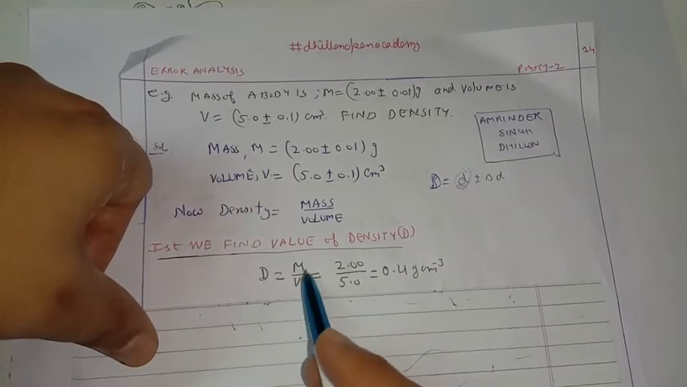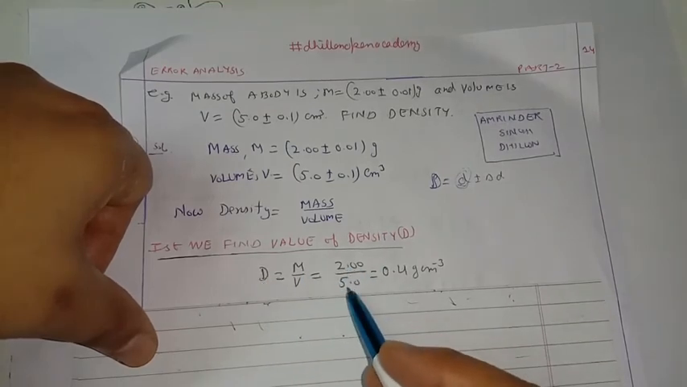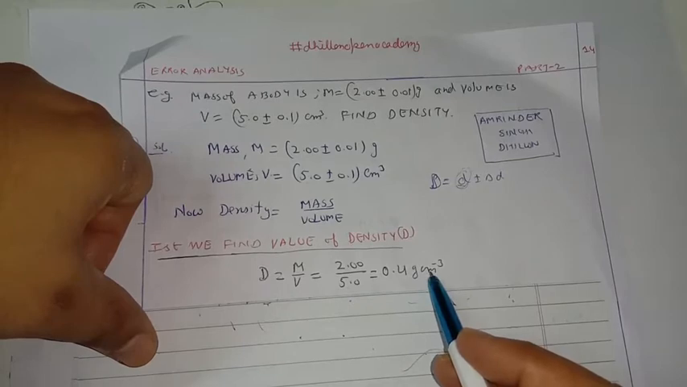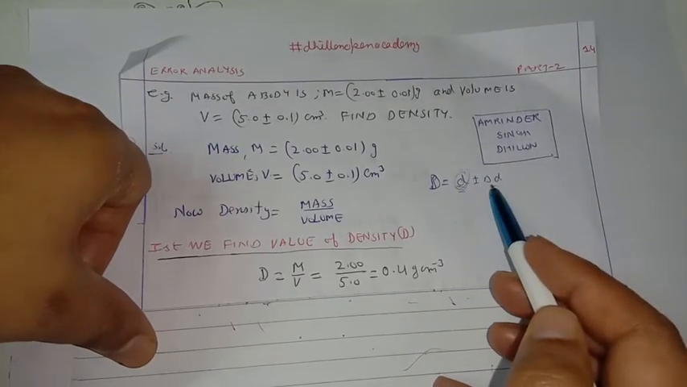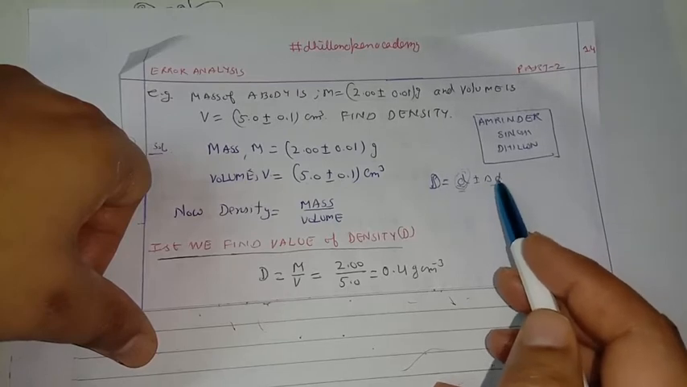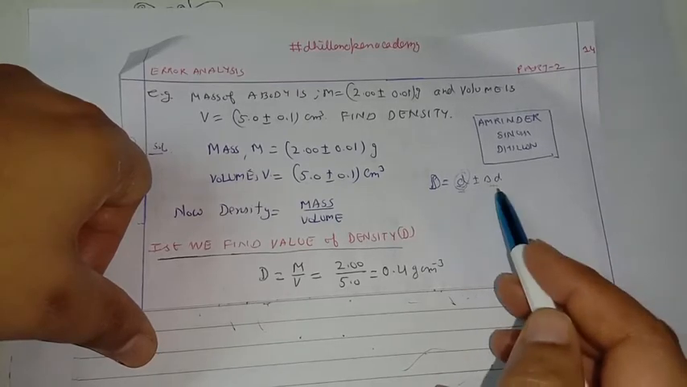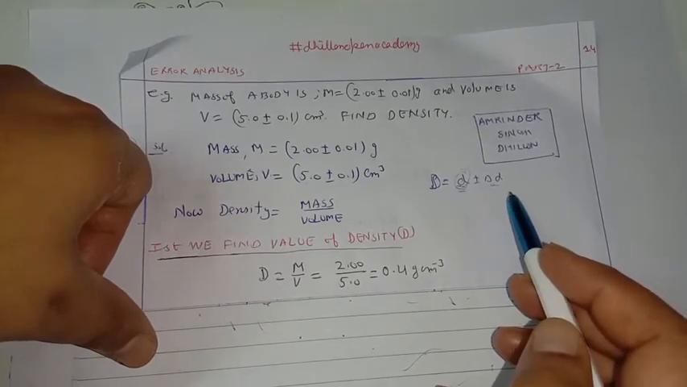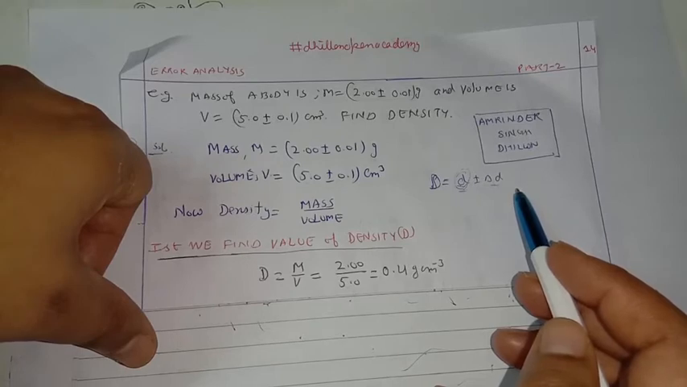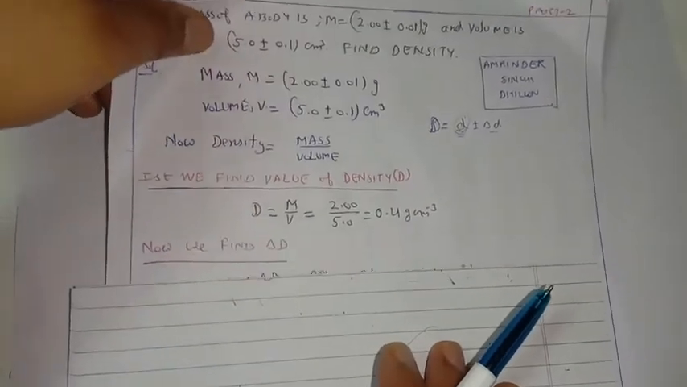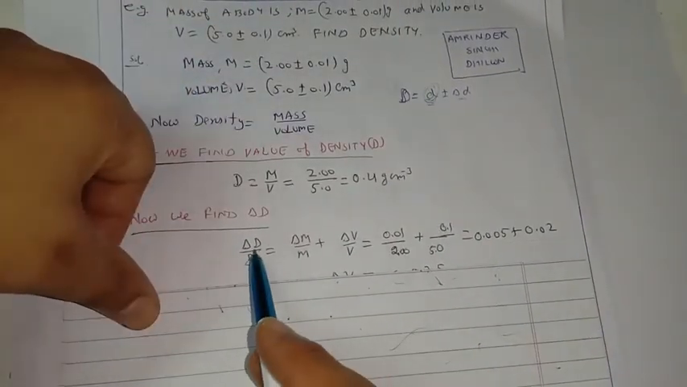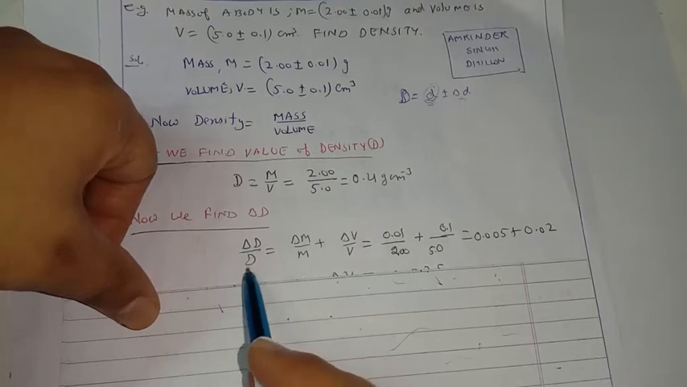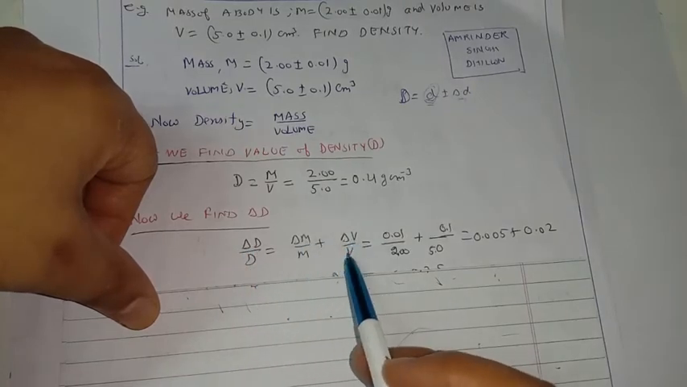So D will be equal to mass by volume, equal to 2 by 5, that is 0.4 gram per centimeter cube. So we have determined this part. Now we are left with this. While determining the absolute error part in the density, which is coming by dividing mass by volume, that is a quotient of two terms, we are to apply the result that the sum of the relative errors gives us the resultant relative error in the final physical quantity. So in this case, the relative error in the density, delta D over D, is equal to delta M by M plus delta V by V, that is the sum of the relative errors in mass and in volume.